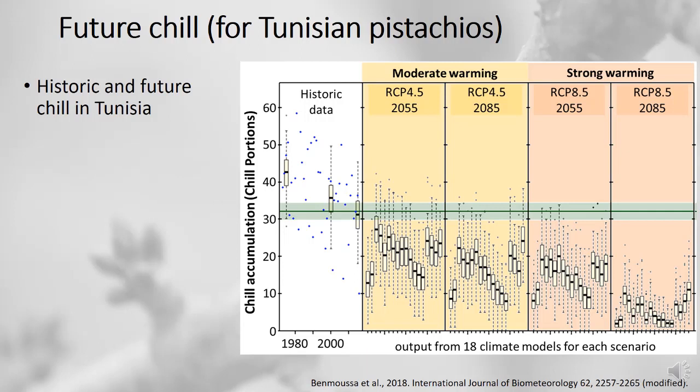What's shown here is historic and future chill in Tunisia. We managed to publish this a couple of years ago, and I'm going to quickly walk you through what this plot shows. Basically, we have the chill accumulation in chill portions, according to this dynamic model again, shown on the y-axis, for a number of scenarios. This is the historic scenario, with all the blue dots indicating observed chill, or chill calculated from observed temperatures, in each of the years of the past.